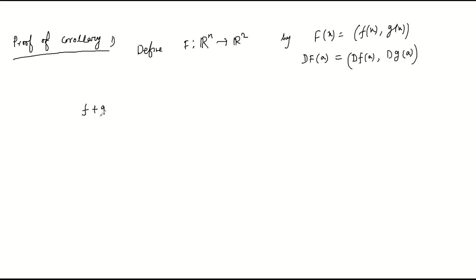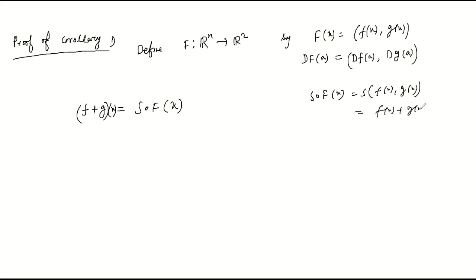Okay, so now f plus g can be written as s composed with F, where s is a function from R^2 to R, s of (x, y) equal to x plus y. So s composed with F at x is s of F of x. F of x equals (f(x), g(x)), and this is equal to f(x) plus g(x), which is (f plus g) of x.